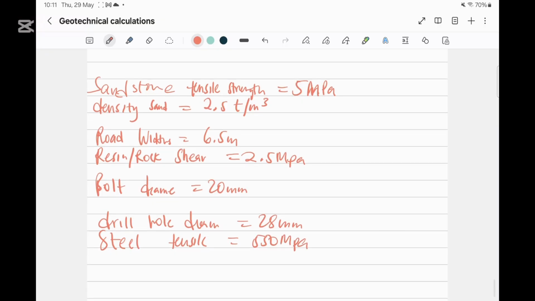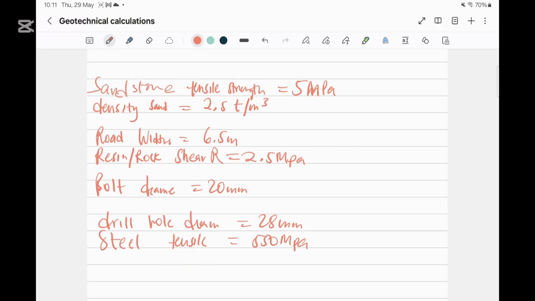Okay, from that picture, this is the data that we managed to take out from that picture: sandstone density, the road width, the shear resistance, and then we have the bolt diameter. This is what we have. So we're gonna use this and try to design support for this environment.